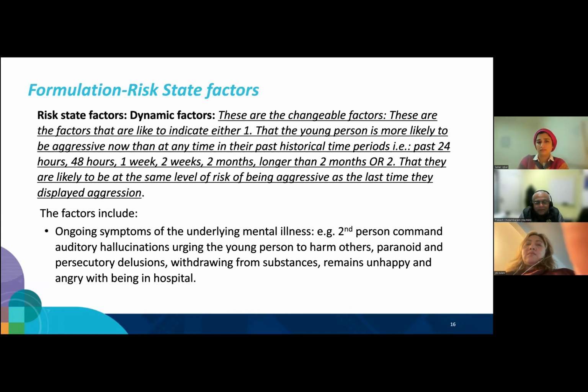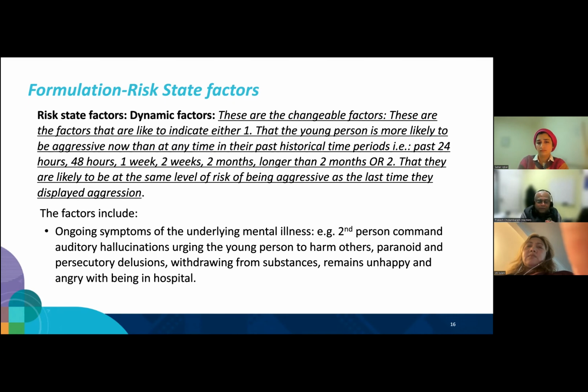Then there are the factors that are likely to be changed through interventions. These are the dynamic factors, and they're called the risk state factors. They indicate whether the young person is more likely to be aggressive now than at any other time in their own history. The risk status factors compare the person's risk to the larger, wider population, or say compared to other patients that you see in your clinic and things like that.